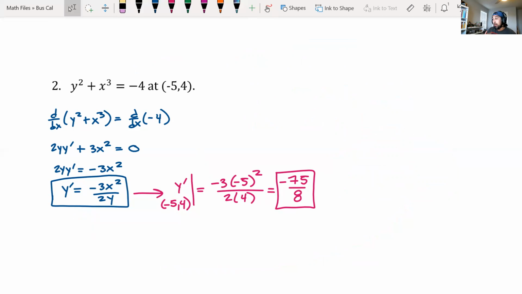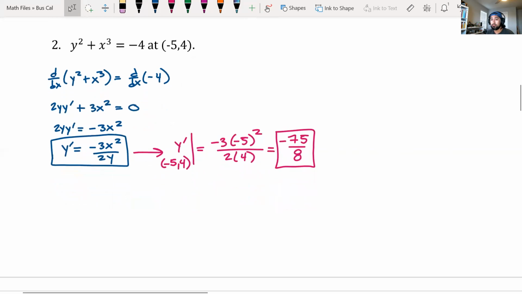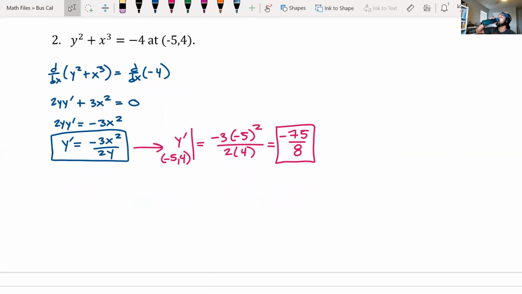Okay. And yes, just like all derivatives, when you find a derivative, you're just finding the slope of a given function. And now if we're plugging in a point, we're finding the slope of the function at that given point. So negative 75 over 8 would be the slope of the original function at negative 5, 4. All right. What are the questions on that?